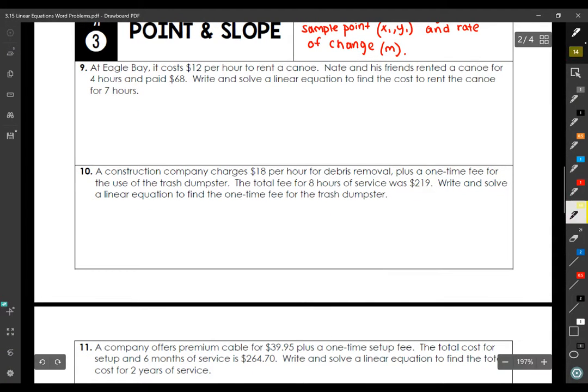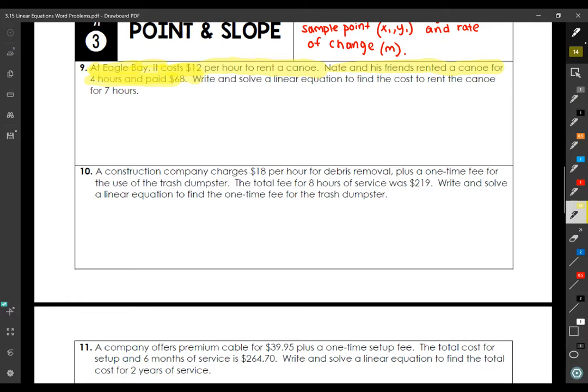So let's highlight some important information. At Eagle Bay, it costs $12 per hour to rent a canoe. Nate and his friends rented a canoe for 4 hours and paid $68. Write an equation and solve a linear equation to find the cost to rent the canoe for 7 hours. First we're going to use the highlighted information to build our equation.